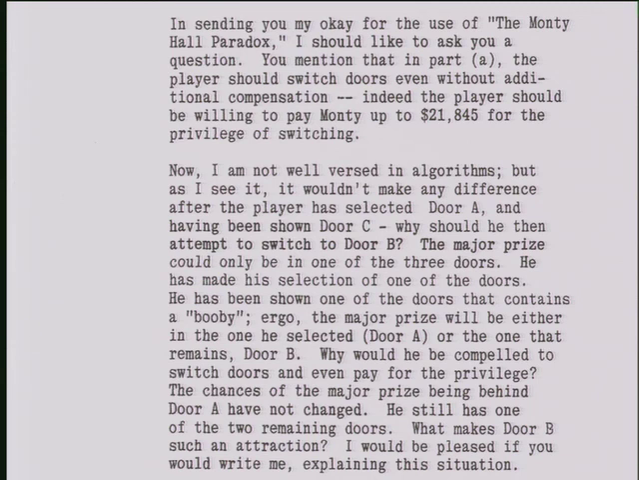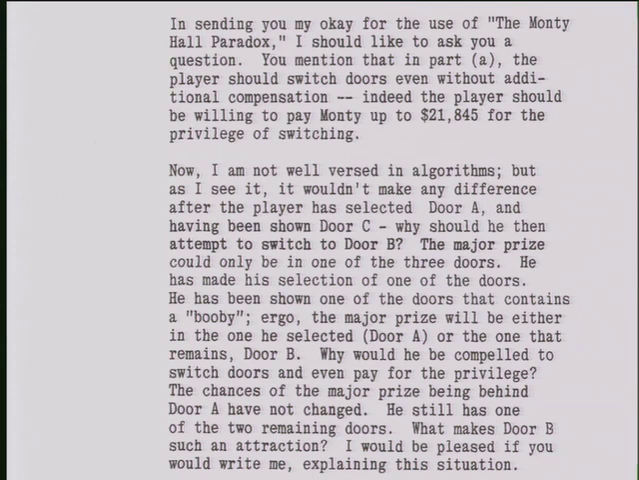And then he says, you mentioned in part A, the player should switch doors even without additional compensation. Indeed, the player should be willing to pay Monty up to some particular price, up to $21,000 for the privilege of switching. Now, I'm not well versed in algorithms, but as I see it, it wouldn't make any difference after the player selected door A and then having been shown door C. Why should he then attempt to switch to door B? The major prize could only be in one of the three doors.